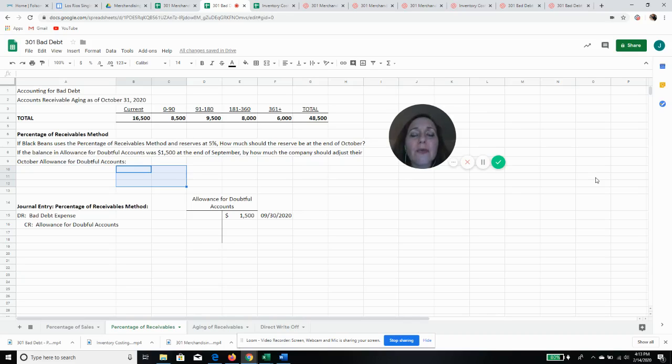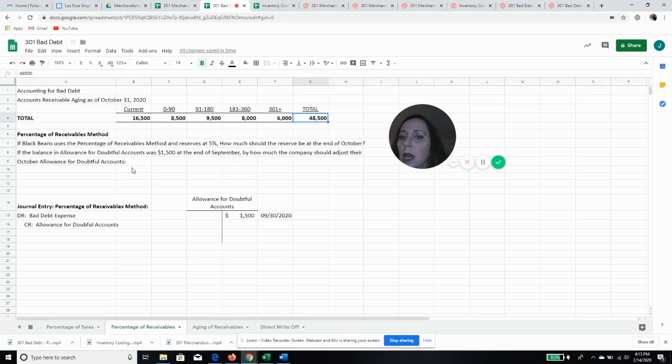In the percentage of receivables method, we actually reserve a percentage of the open receivables at the end of the month. We're reserving a percentage of what people actually still owe us. So in this case, we have our accounts receivable aging. In the current bucket, that means that the invoice is not yet due. We have $16,500, and then you can see the different amounts past due. But what we really care about for this method is our total. At the end of the month, we have $48,500 outstanding.